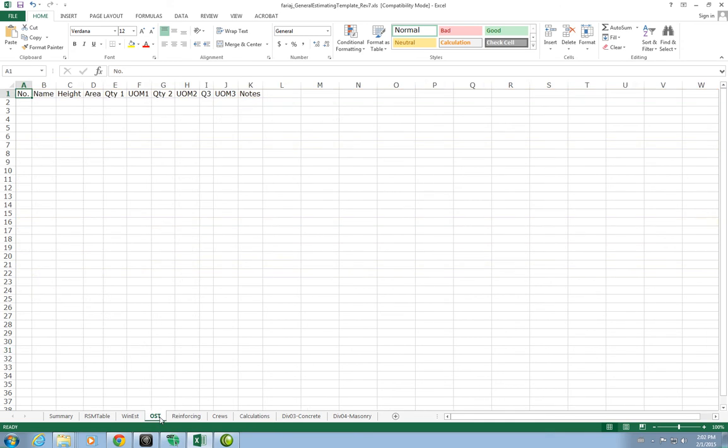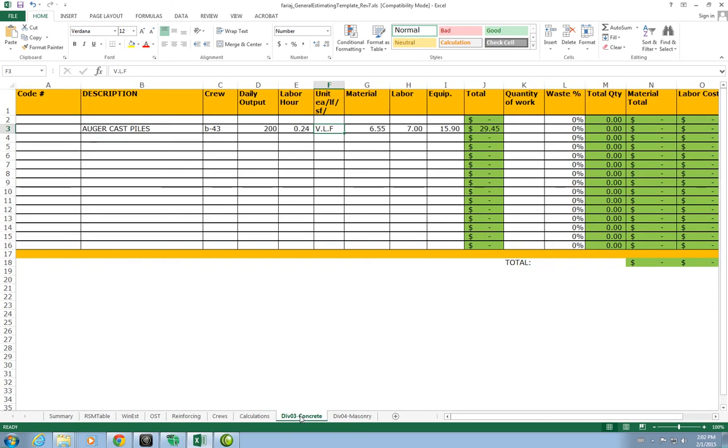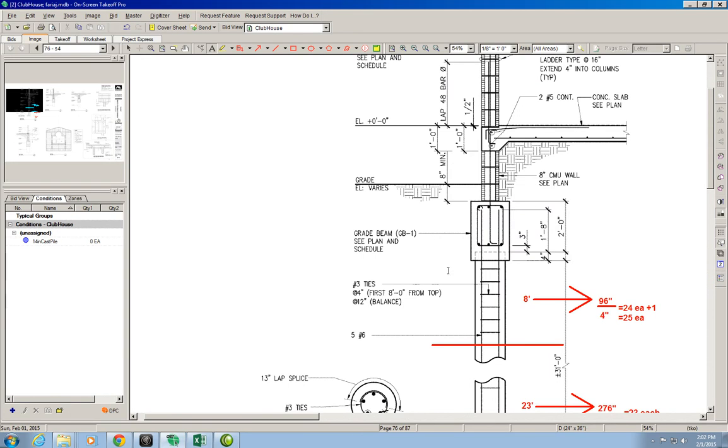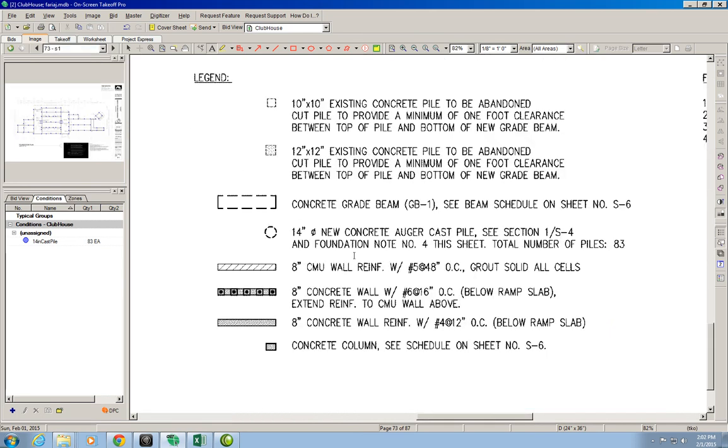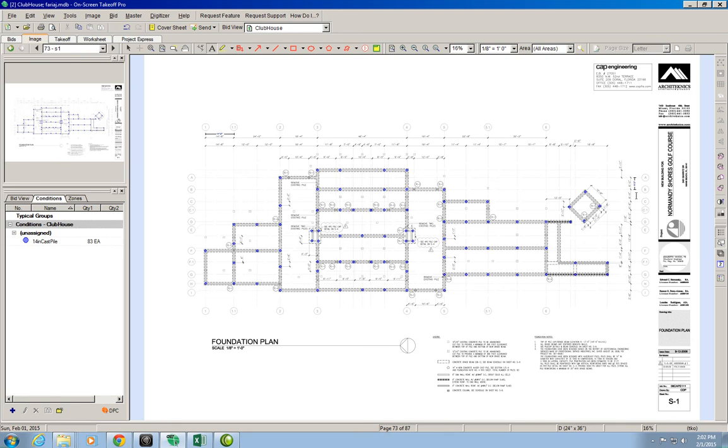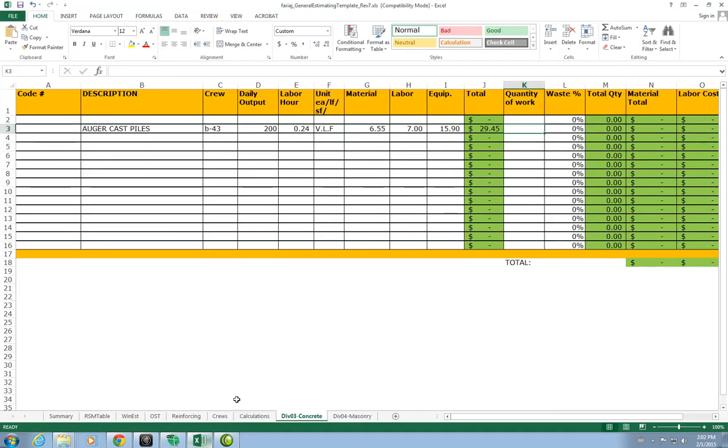If we go to OST, if we go now to our estimate, the quantity of work has to be the number of piles that we're drilling, right? So the number of piles that we're drilling has to be the number of piles that we counted with On-Screen Takeoff, which right now is 83. So the quantity of work is going to be equal to 83.